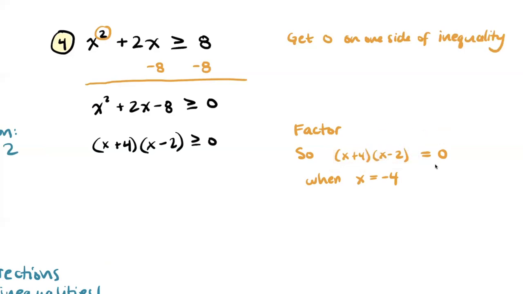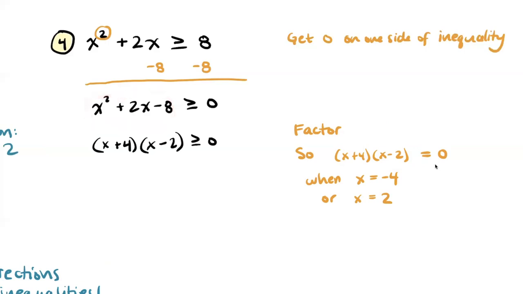Okay, or x equals positive 2. Right, when you plug in a 2 here, we're going to get 6. We're going to get a 0. So 6 times 0, that equals 0. So those are what we call the roots of this quadratic right here.